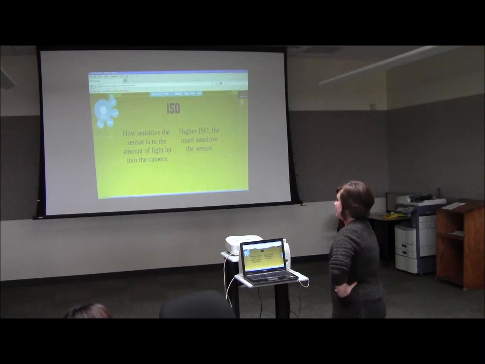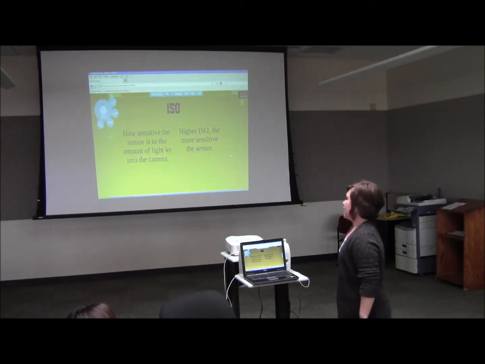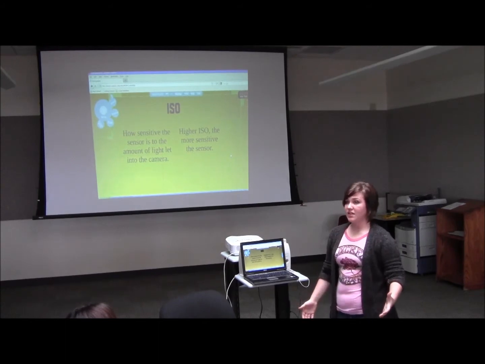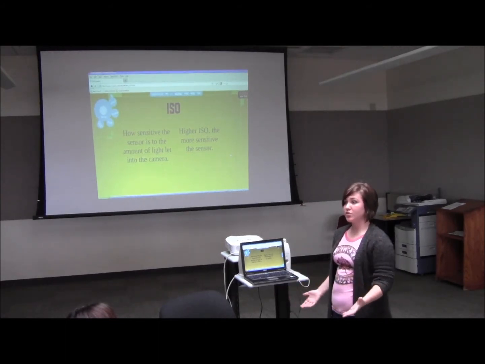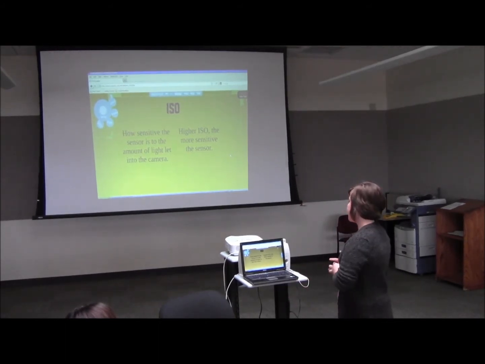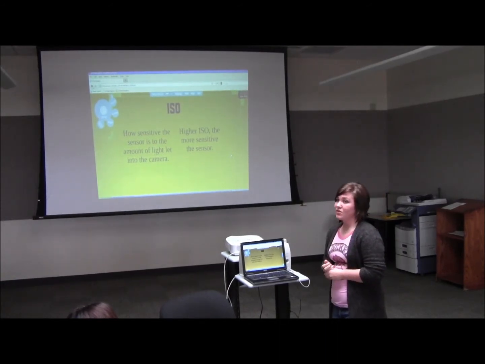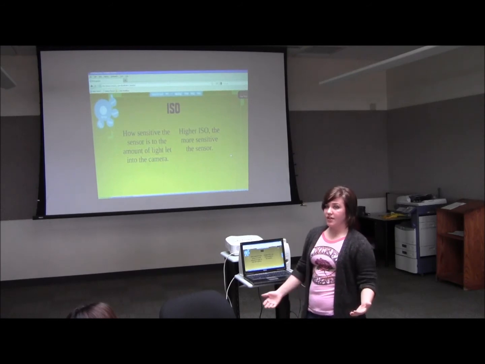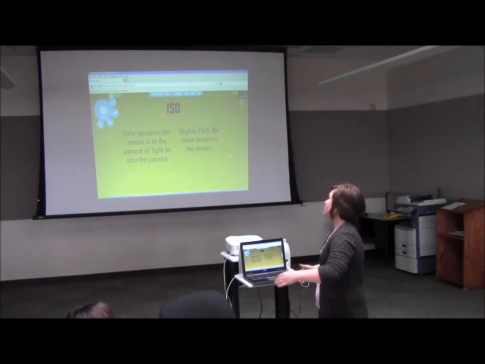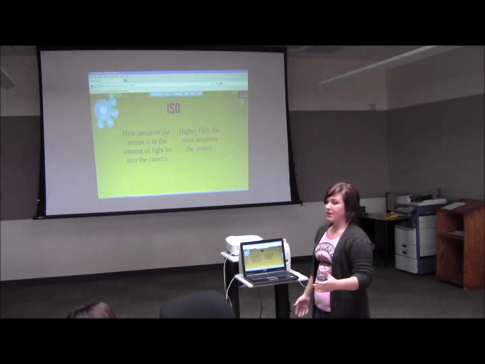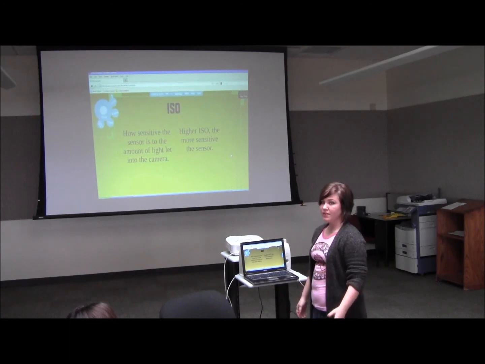Okay, the ISO is how sensitive the sensor is to light that is let into the camera, like how much light is let in between the shutter speed and the aperture. And the higher the ISO, the more sensitive the sensor. So the higher you have on your ISO number, the more your picture is going to be exposed, the brighter it will be.